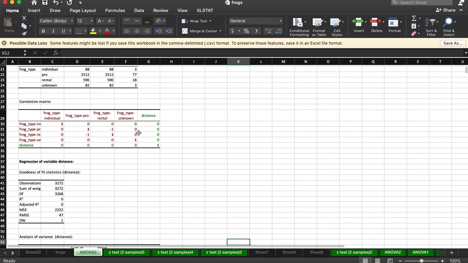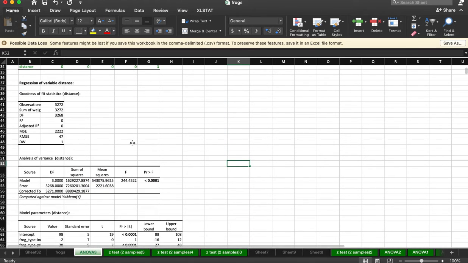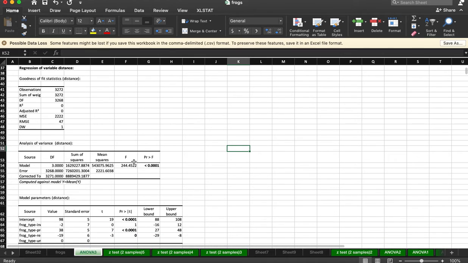And while we're here, we have also produced a regression. So we can look at our regression results. First thing we can look at is our R-squared value. So knowing what type of frog it is explains 18% of the variance in how far it jumps.